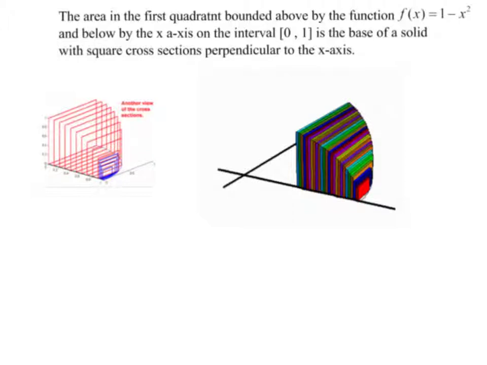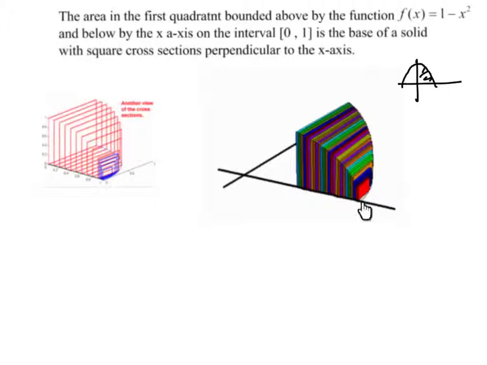So we're going to find the area in the first quadrant, bounded above by the function 1 minus x squared and below by the x-axis on the interval from 0 to 1. It's the base of a solid with cross-sections perpendicular to the x-axis. So you can see a kind of a three-dimensional look at this. Of course, 1 minus x squared just looks like this, and we're talking about this area being used. And as I said, you can kind of see a three-dimensional shape.